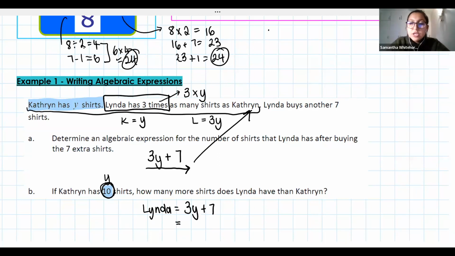So quickly again on the chat, can someone tell me how many shirts Linda has altogether if we now know that Catherine has 10?